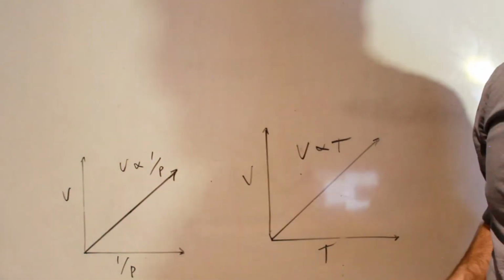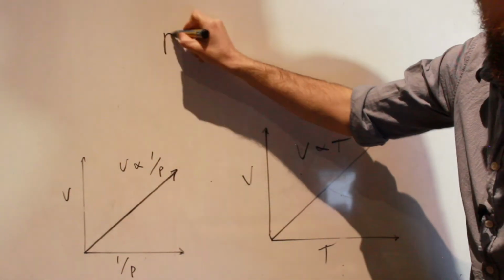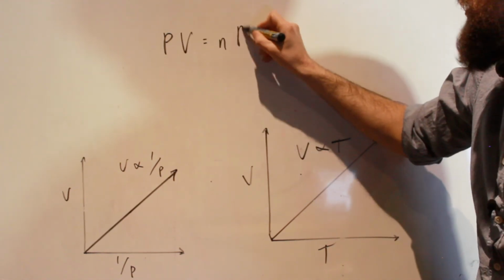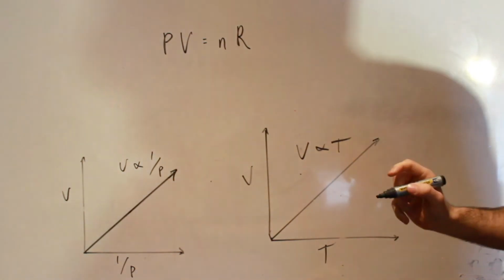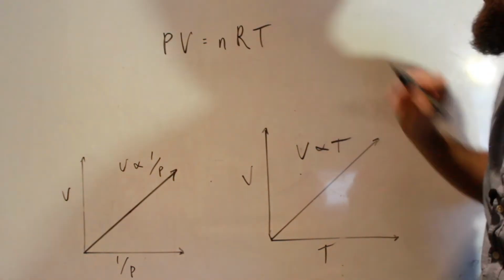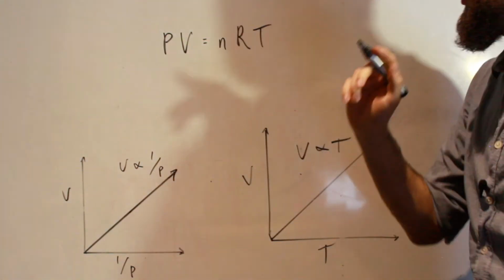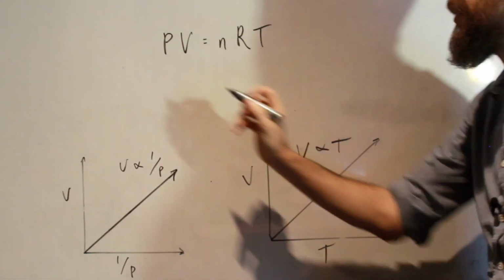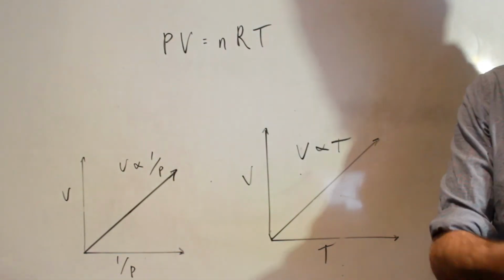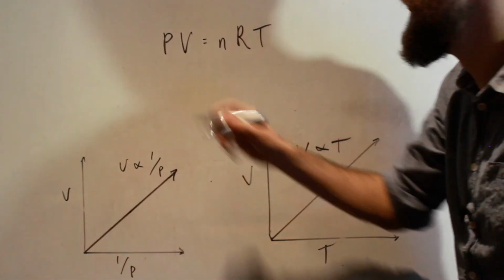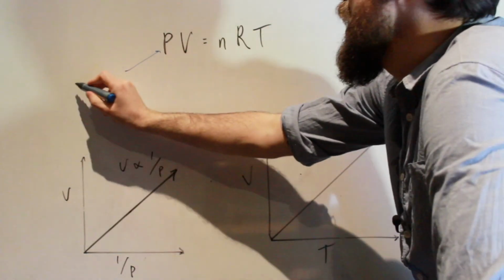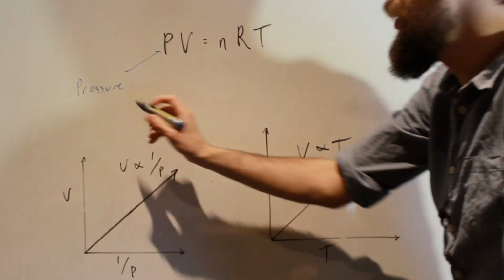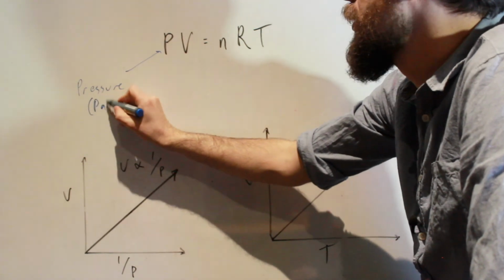So mathematically, pressure times the volume is equal to the number of moles times R, which is a constant that we'll talk about in just a second, times the temperature. So we have a whole lot of variables and a number of units that these variables need to be in. P is for pressure. Pressure is measured in this equation in pascals.